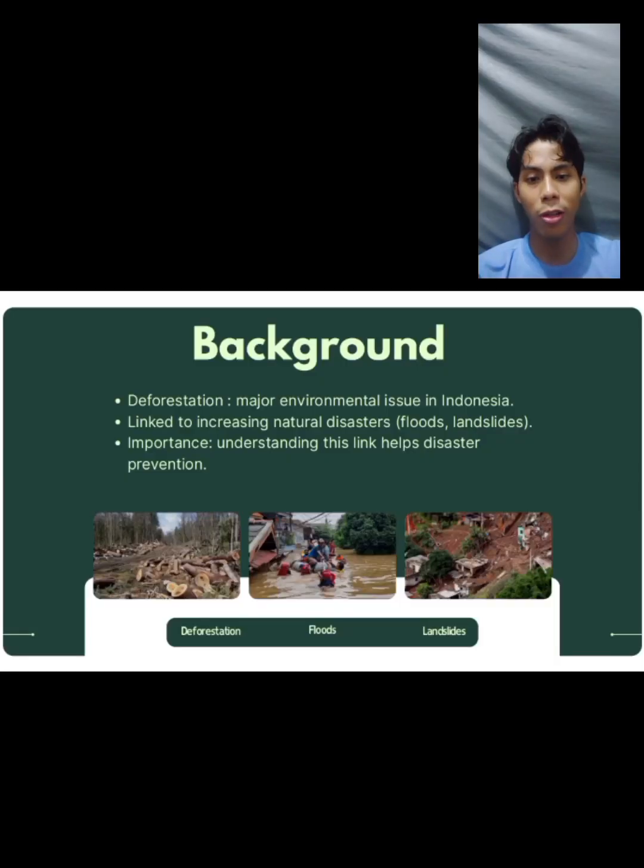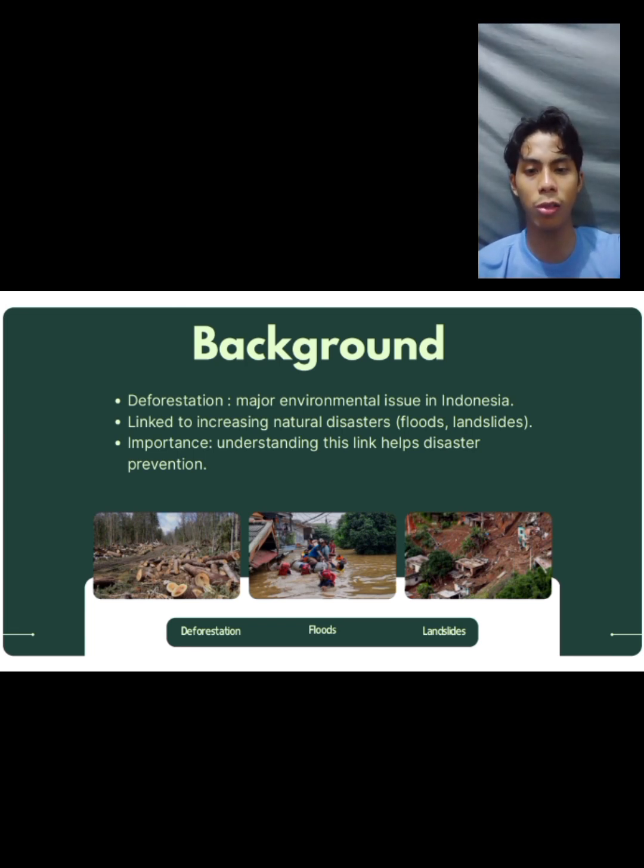Now, to understand why this issue matters so much, let's start with the background of our study. Indonesia is known for its rich biodiversity and vast tropical forests. However, over the past decades, our forests have been shrinking at an alarming rate. Millions of hectares of land have been cleared for palm oil plantations, mining, and agriculture. While these industries contribute to the economy, they also create serious environmental consequences.